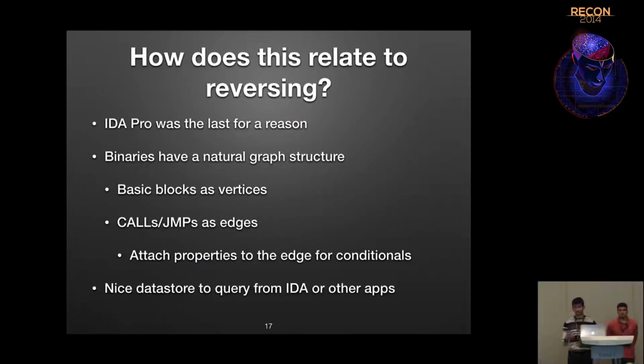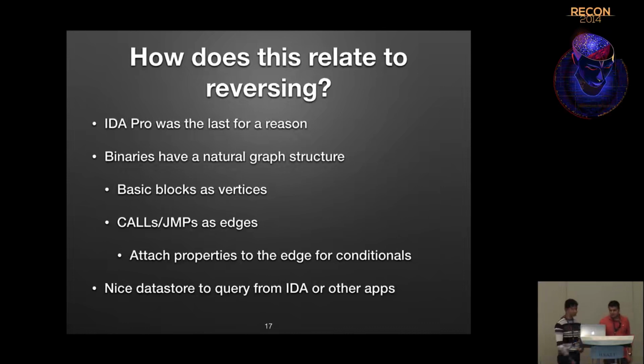You can attach, for jumps, what type of jump it is or what the conditional is based off of as a property to that edge, so that you can then do further filtering on it when you're trying to do any sort of pathfinding or really anything. It also makes for a nice data store that you can query from IDA or Capstone or whatever you're doing as you're doing your reversing.